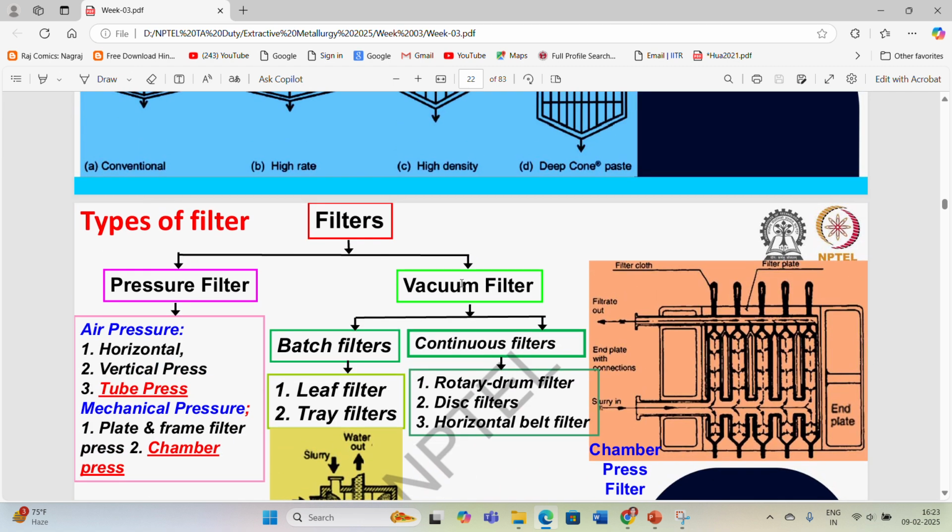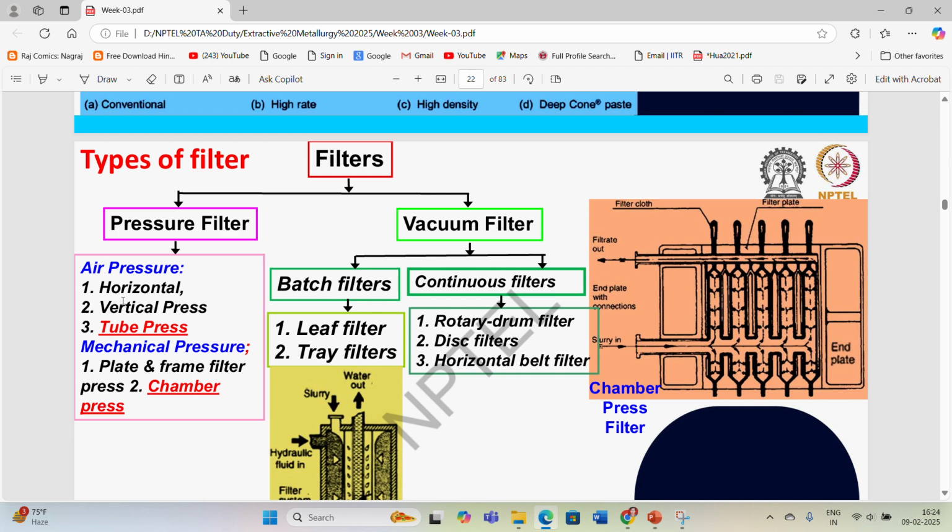So on the basis of types of filters, we can divide them into two basic parts. One is pressure filter, then there is vacuum filter. Pressure filter can be of air pressure type, having horizontal or vertical press system. Then there are tube press also. Then there are mechanical pressure filters also, which use plate and frame filter press, like in between two frames or in between two plates, we are going to squeeze the material, so the water is going to get outside from that material. And one more is there, that is called chamber press.